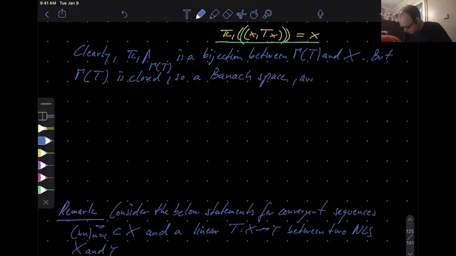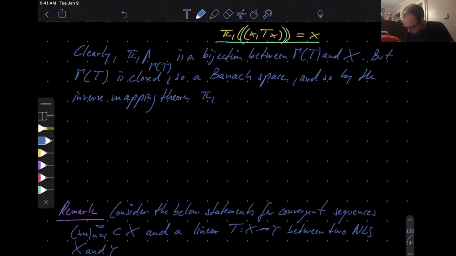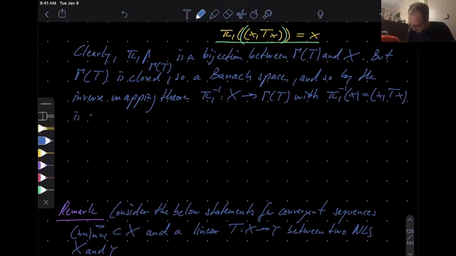So by the inverse mapping theorem, pi 1 inverse, let's write it as X going to gamma of T, with, well, what's the action? That's easy to see. It maps x to the pair (x, T of x) and is continuous.